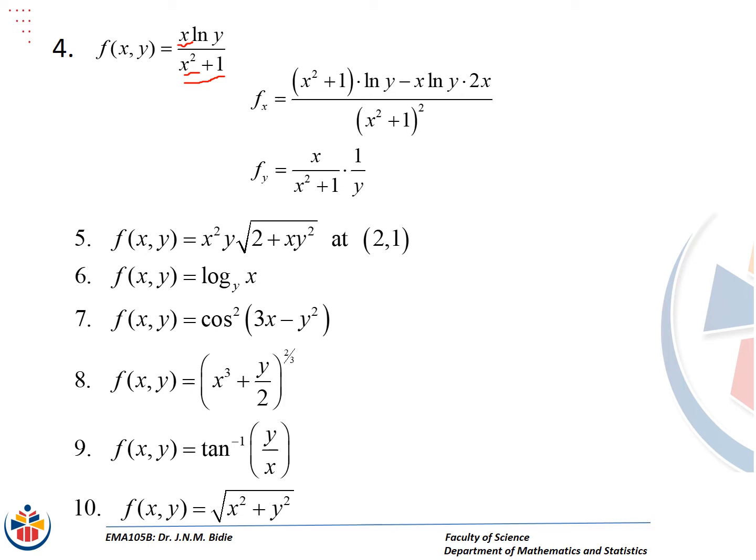Now let's go to the derivative of f with respect to y. Remember, we take x as a constant, hence we took out all the terms that have x, which is x divided by x squared plus 1, multiplied by the derivative of ln y. The derivative of ln y with respect to y is just 1 over y.